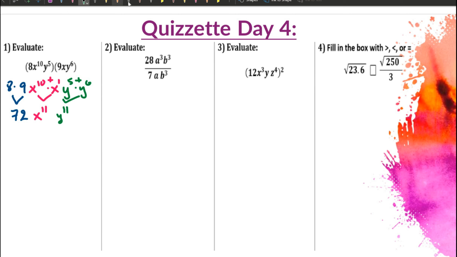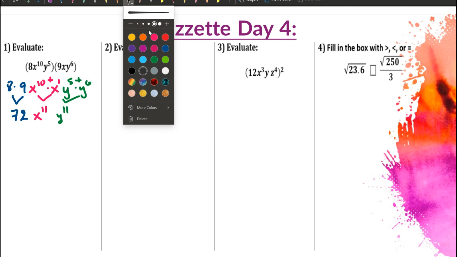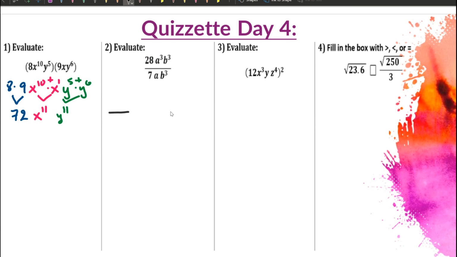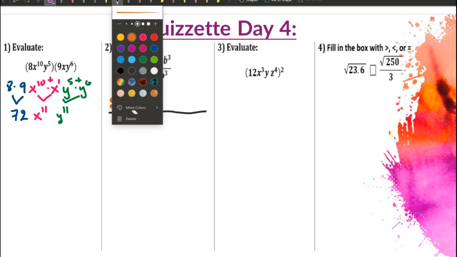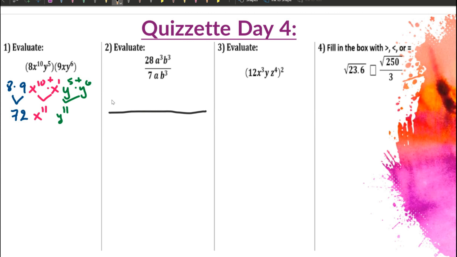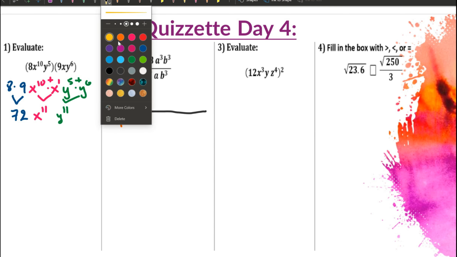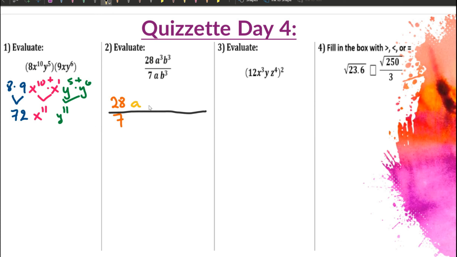Number 2, we have 28 a to the 3rd power, b to the 3rd power divided by 7 a b to the 3rd power. We can do this two ways. We can use the expanded form and reduce our fractions. So for example, you have 28 over 7. A to the 3rd power means that you have 3 a's: 1, 2, 3. That is a to the 3rd power.